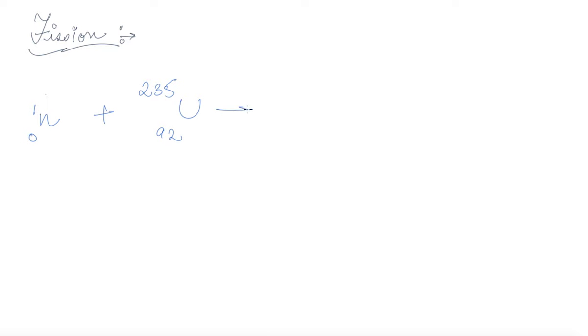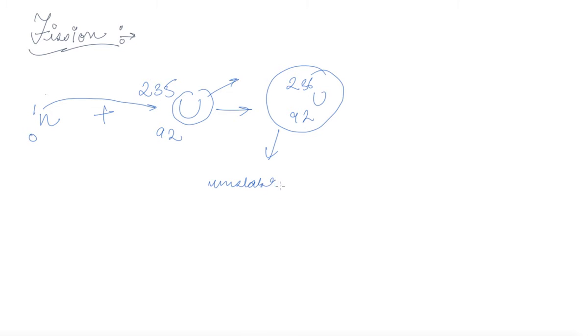When you bombard, the neutron goes in and this uranium is excited. This uranium nucleus achieves an excited state of 236 U upon 92. Now this is an excited uranium and it is unstable, and it remains in this state for a very short amount of time.